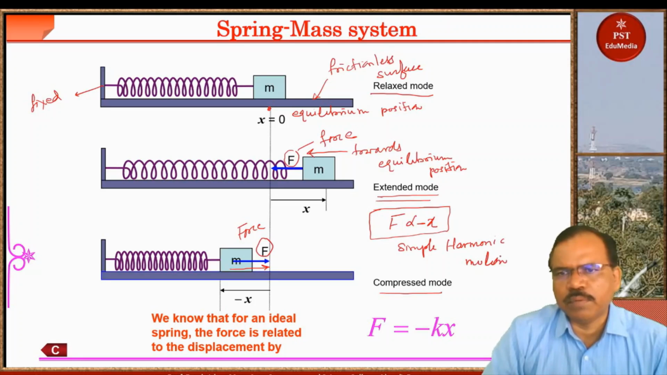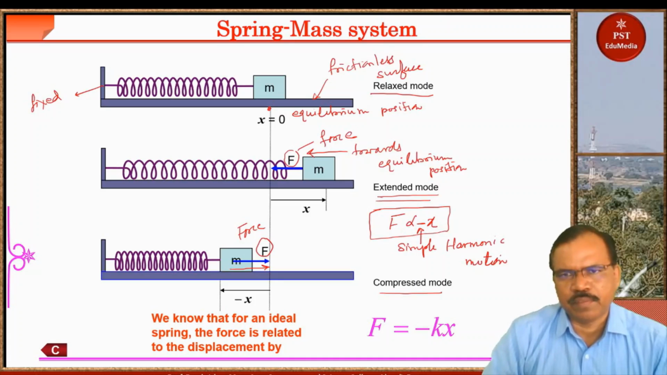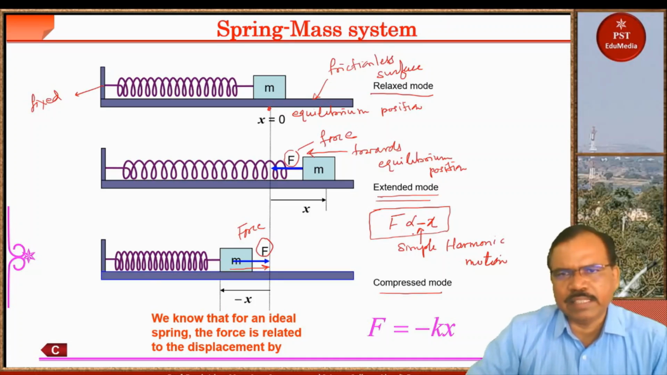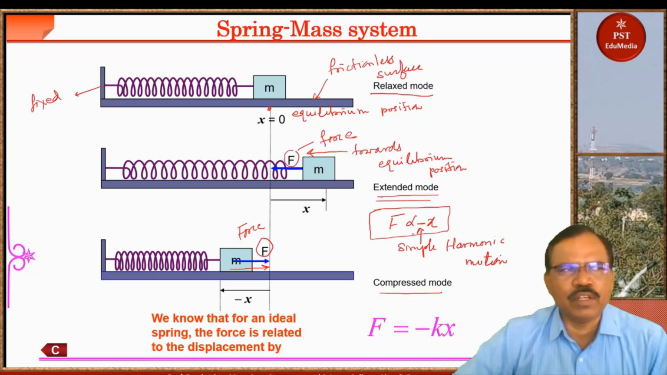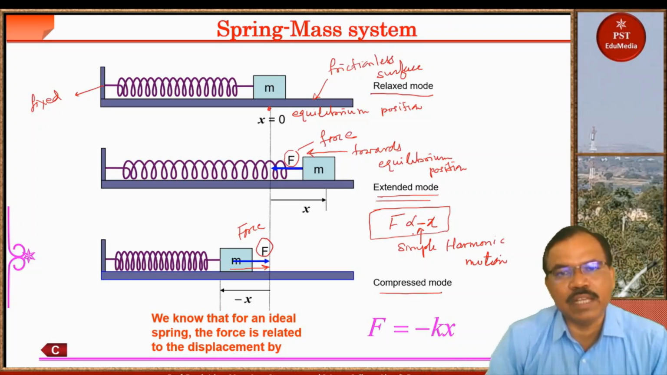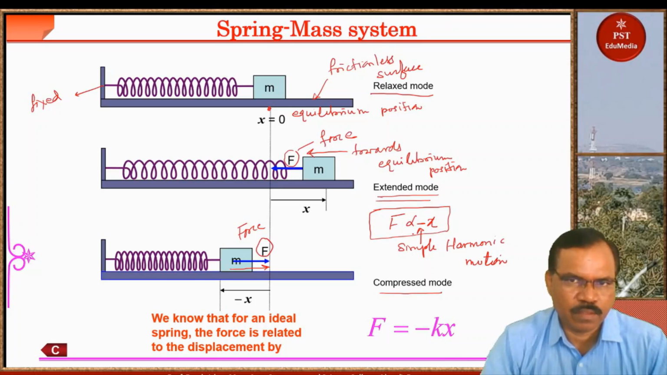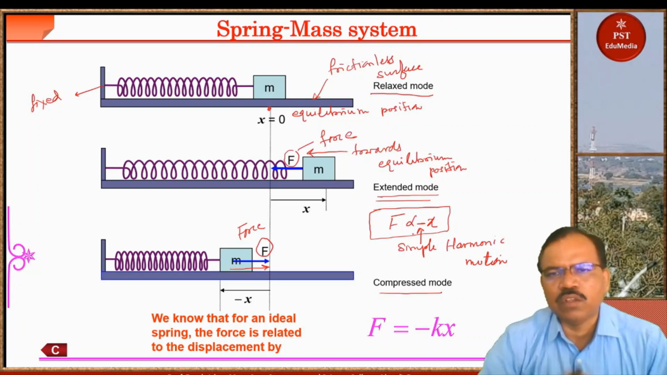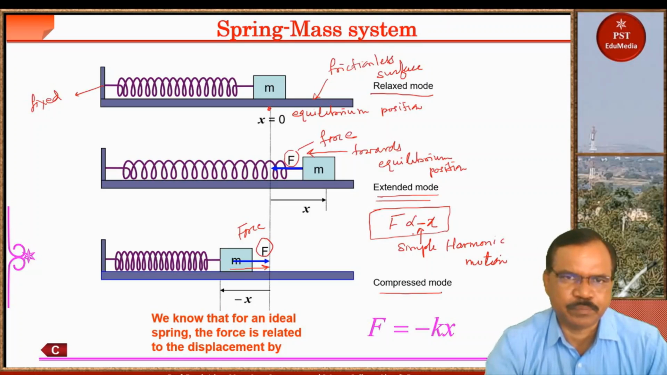It is called simple harmonic motion. It means force is proportional to displacement and opposite in direction. When we extend, the force will be towards the equilibrium position. So if we move the mass away from the equilibrium position, the force will act towards the equilibrium position. Such a motion is called simple harmonic motion when force is proportional to displacement and opposite to the displacement.